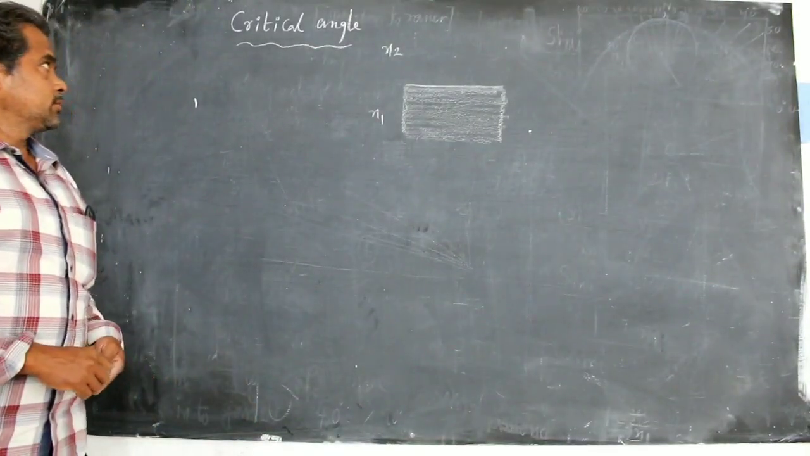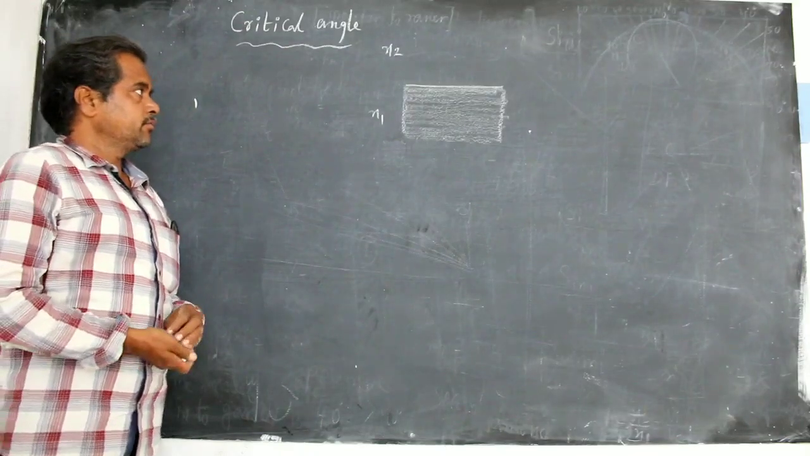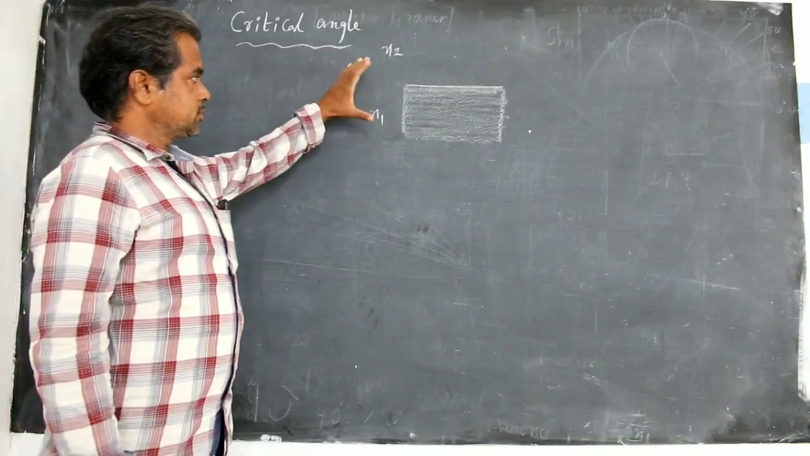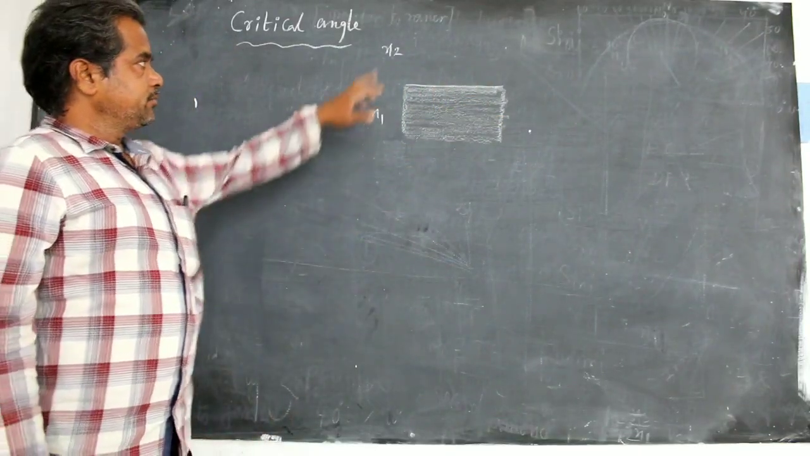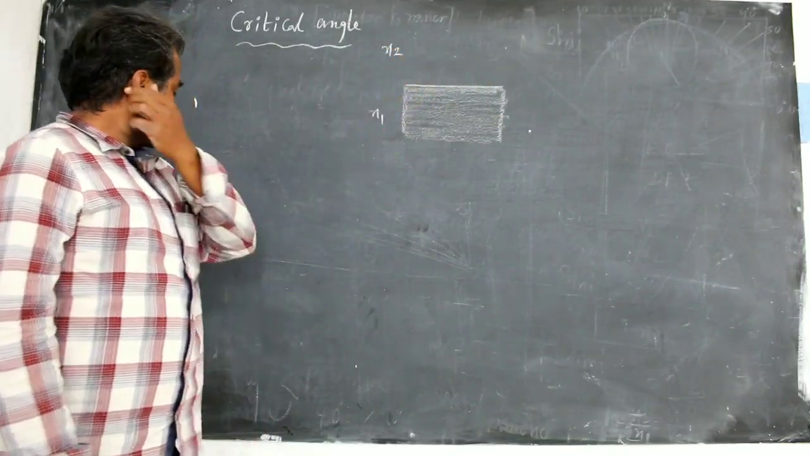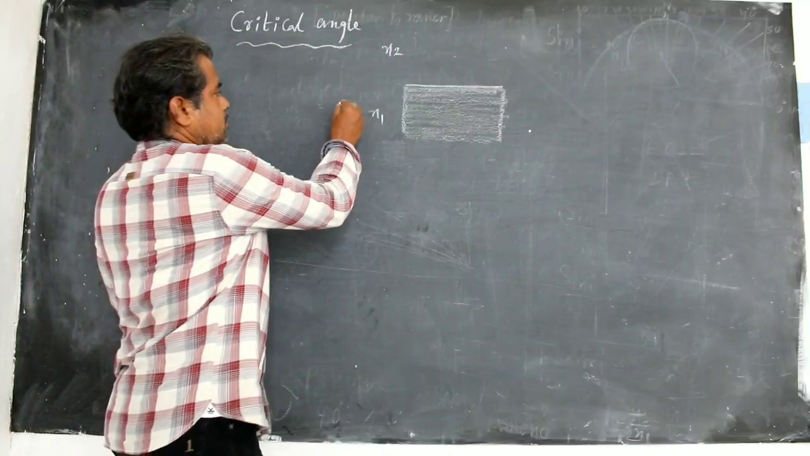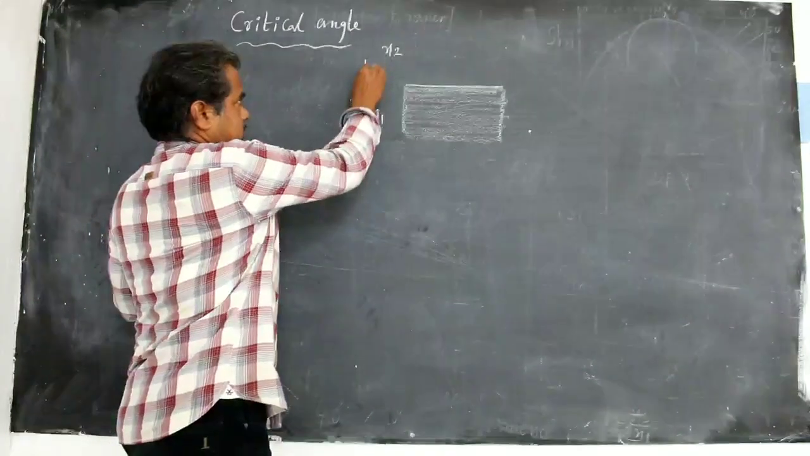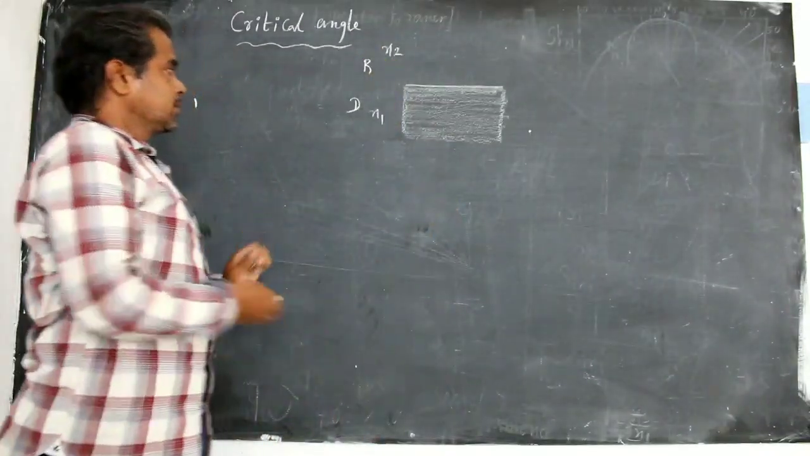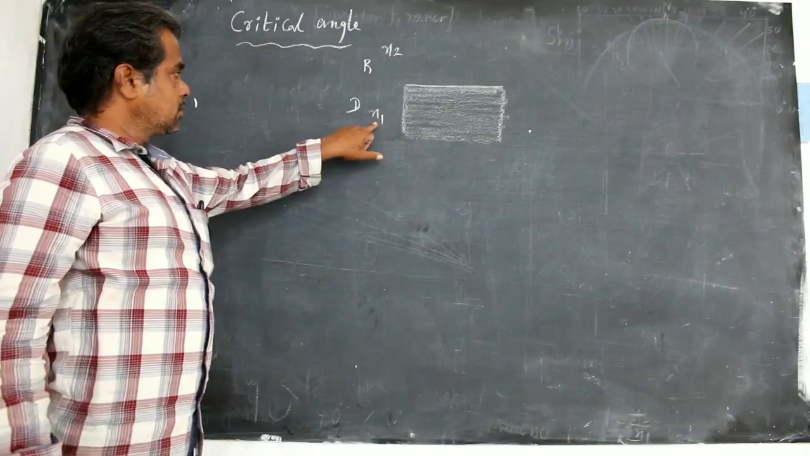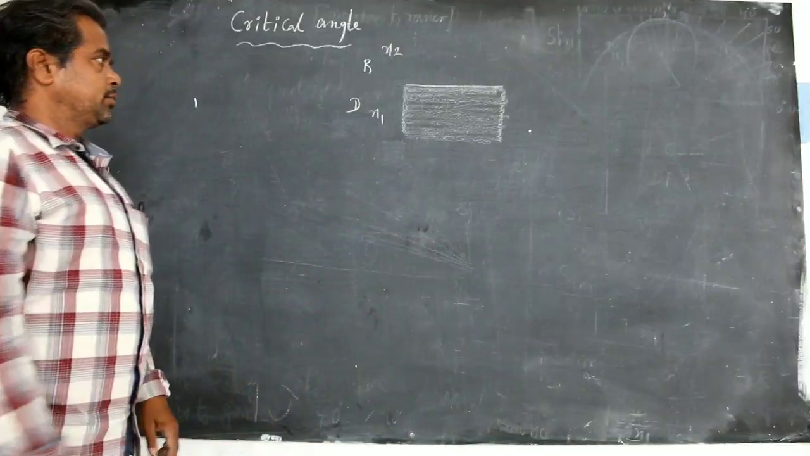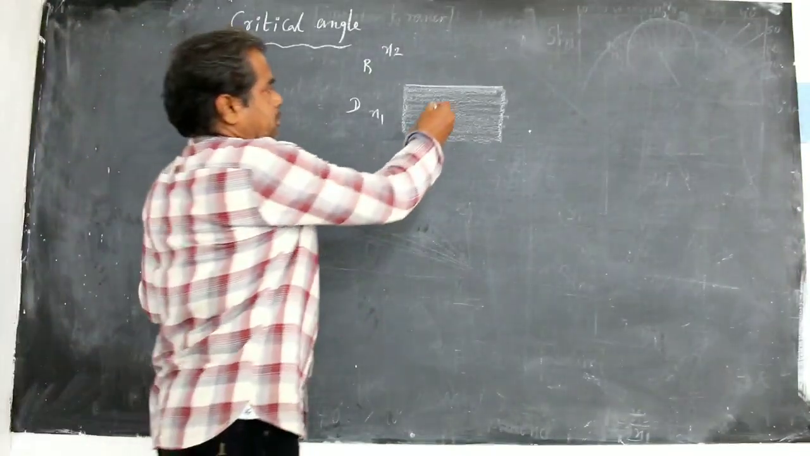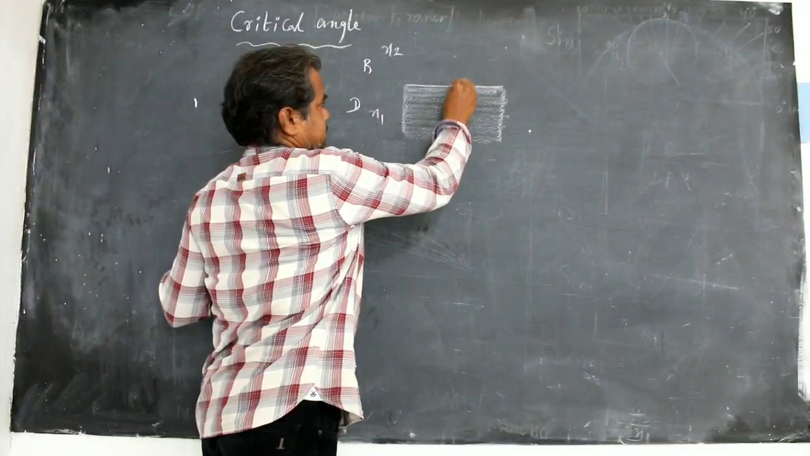Now we are going to discuss critical angle. For this here we have one situation. This colored part is treated as a denser medium. This is treated as a rarer medium. This is denser, this is rarer. The refractive index of the denser medium is N1 and rarer medium is N2. So choose any one point on the interface.